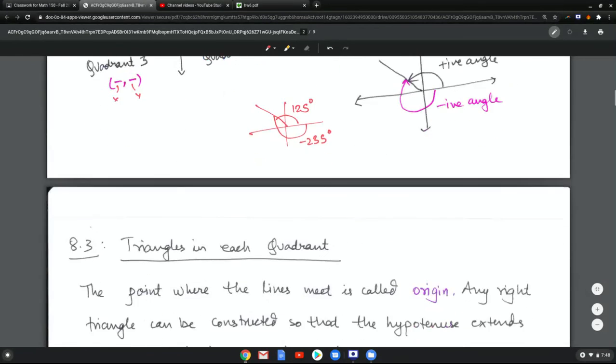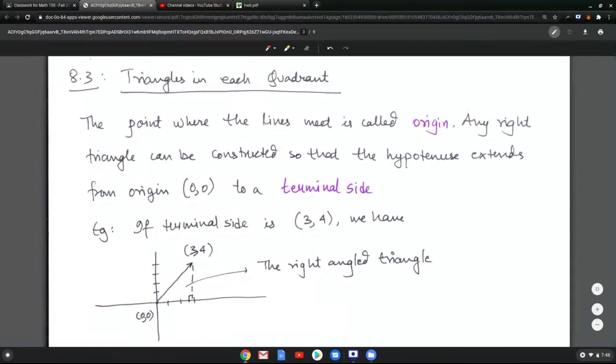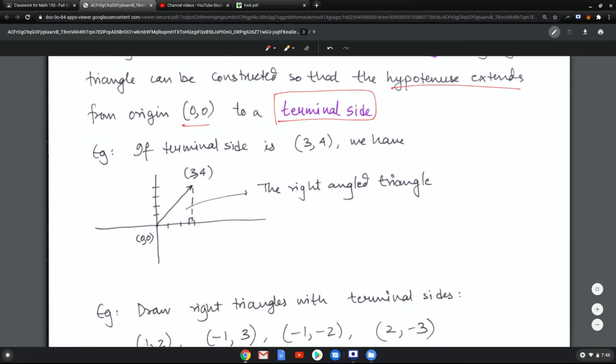Okay, so why is this useful? It's because we can have right triangles in each of the possible 4 quadrants. The point where the lines meet is called the origin, we've already seen that. Any right triangle can be constructed so that the hypotenuse extends from the origin to a terminal side. For example, if the terminal side is (3, 4), that's the right triangle. We know this length is 3, and this length is 4, which means I can find the hypotenuse: x squared is 3 squared plus 4 squared, which is 25, and x is root 25, which is 5.